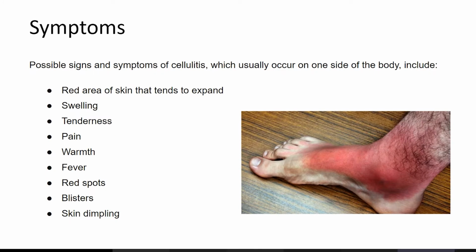Possible signs and symptoms of cellulitis, which usually occur on one side of the body, include a red area of the skin that tends to expand, swelling, tenderness, pain, warmth, fever, red spots, blisters, and skin dimpling, meaning the skin has a texture similar to an orange peel.